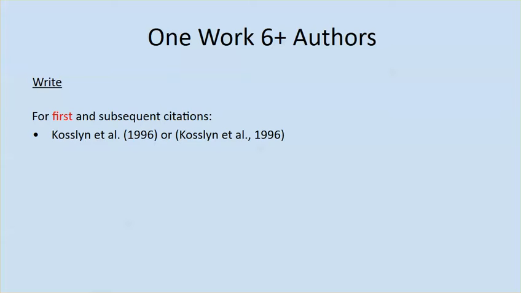This is quite easy and is a clue for the educated reader that the article was written by 6 or more authors. Don't define the authors by writing them all out. Instead, write the first author's surname followed by et al., period, and the year of publication in parentheses for the first and subsequent citations. You also have the option of citing the authors parenthetically. Always keep the date.